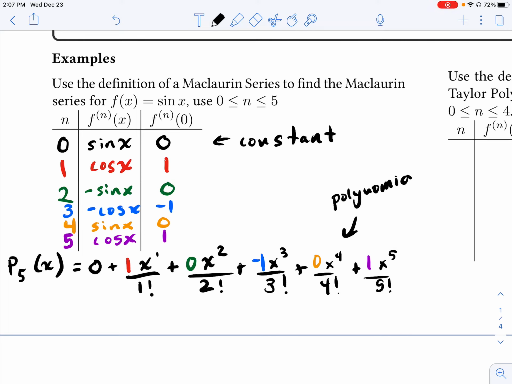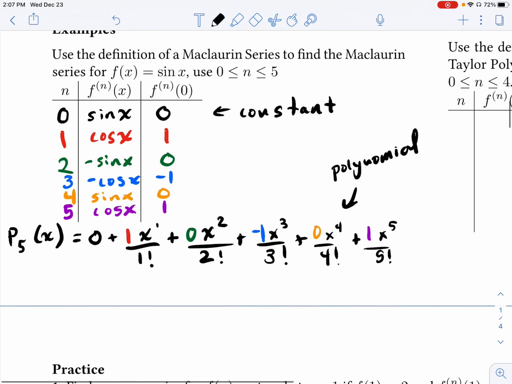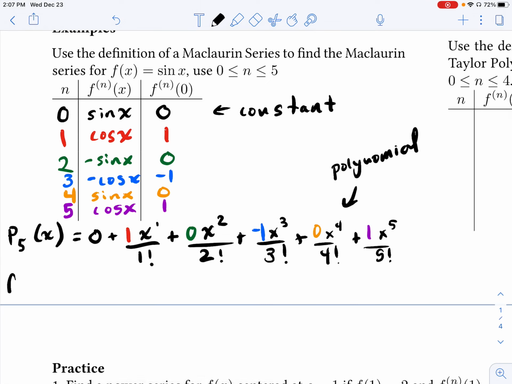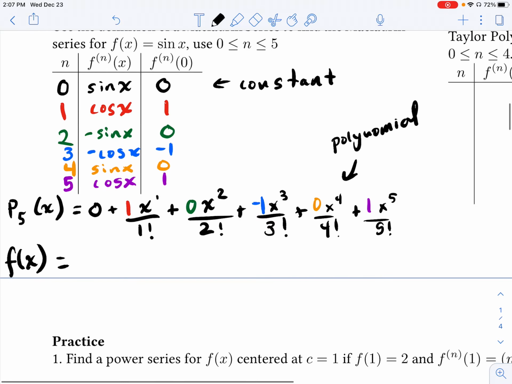It is finite. But the problem asks us to find the Maclaurin series. Well, that just means I'm going to express this function, sine of x, f of x, as the following series. And I'm just going to clean this up just a little bit. Our first term was 0, so we don't have to write that. We can just say x over 1 factorial, which is just x.